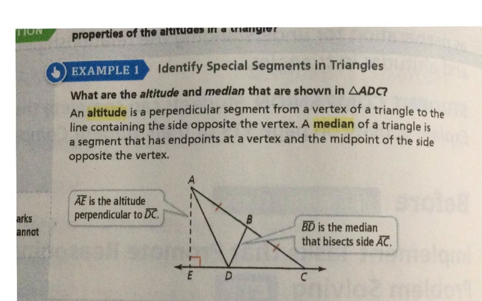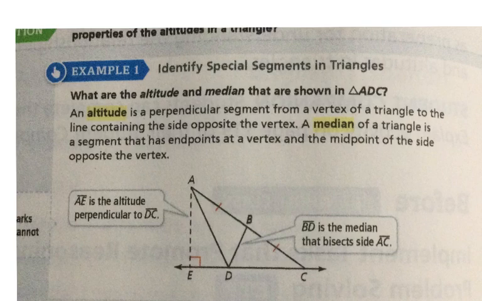So the altitude of a triangle is the distance from the highest point to the lowest point. So the definition of altitude is from the highest point, which has to be a vertex, to the lowest point, which will be the other base. From a vertex to the base. That's an altitude. Highest point to the lowest point.